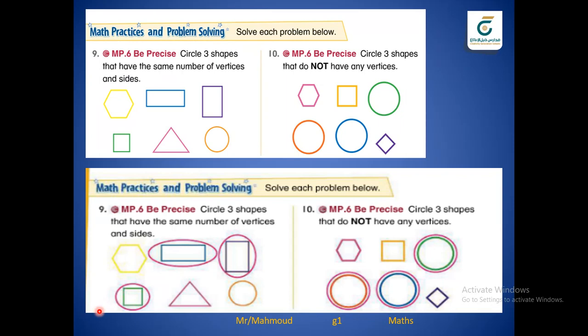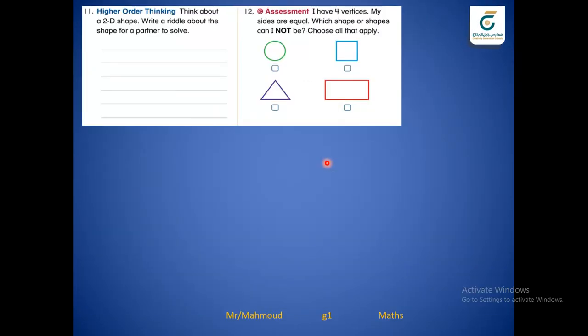Number 10, he asked me to circle 3 shapes that don't have any vertices. Oh no, the only shape that does not have any vertices or straight sides in 2D shapes is circles. So we'll circle these 3 circles. Another question and the last one.